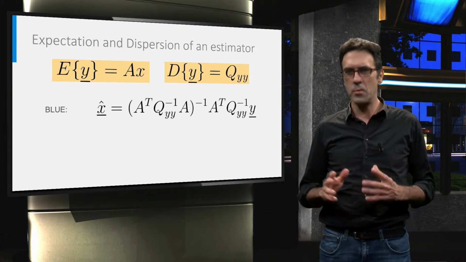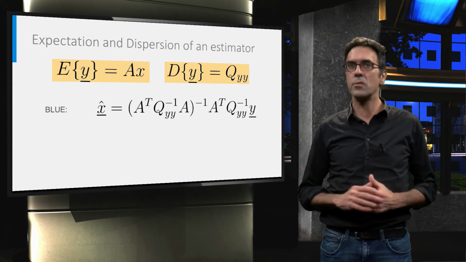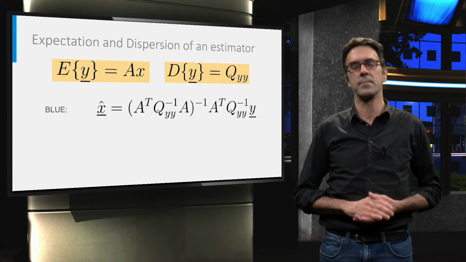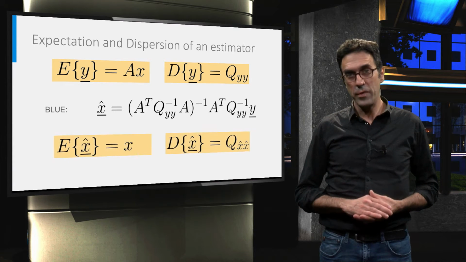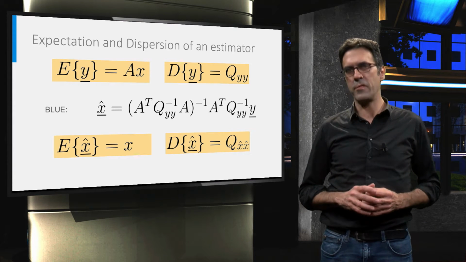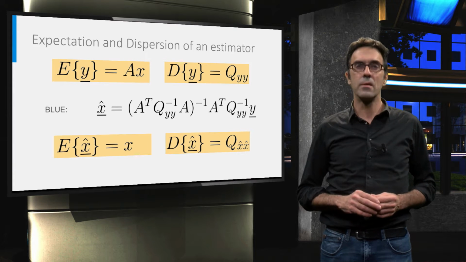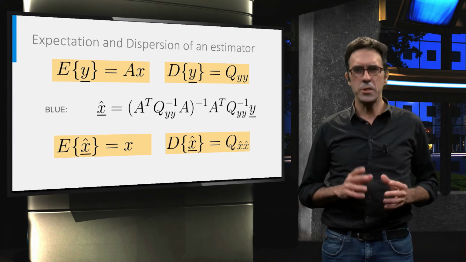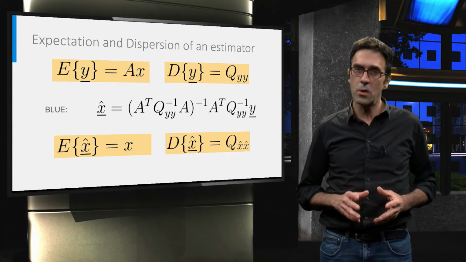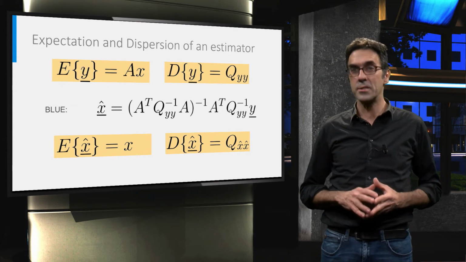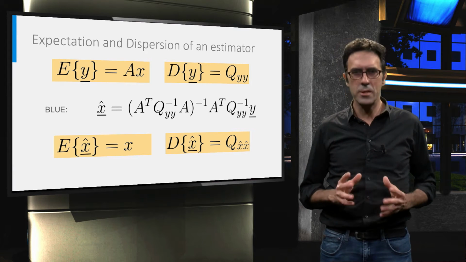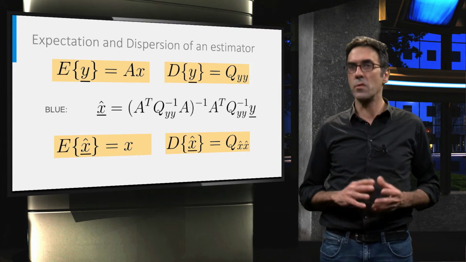Using best linear unbiased estimation, we find an expression for the best estimator of the unknown parameters, which is x hat. Then we find, using the error propagation laws, the expectation and the dispersion of that value, x hat. For the expectation part, this expression states that the estimator x hat is unbiased. This follows from the fact that the expectation of x hat is equal to x. For the dispersion part, we see that the dispersion of x hat is described by its covariance matrix.